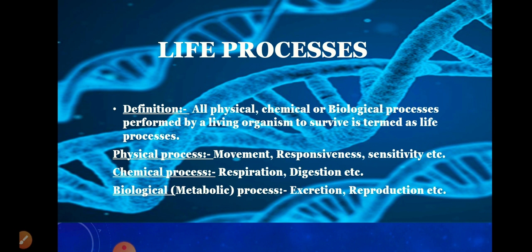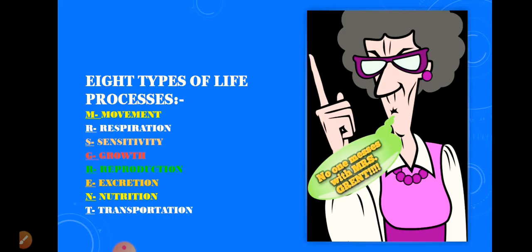I hope the definition is pretty simple. You can go through it once or twice and then you would be able to learn it by heart. Now, as I told you, in the scope of the syllabus we have 8 major types of life process, and I told you there is a mnemonic as well for you to remember all the 8 types. Over here you can see a picture of Mrs. Grant. No one messes with Mrs. Grant. You should remember this. And we will now see what this Mrs. Grant actually stands for.